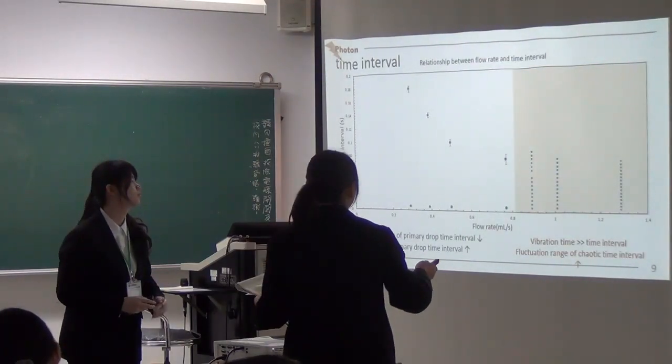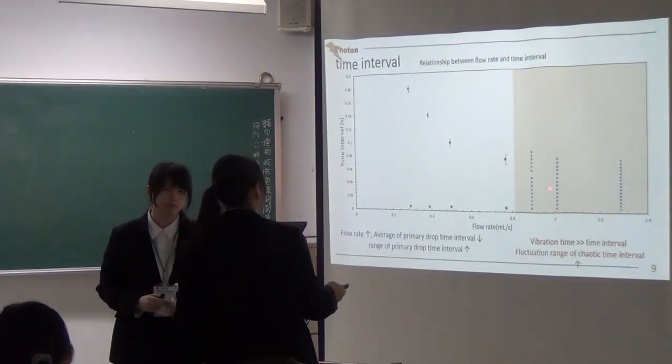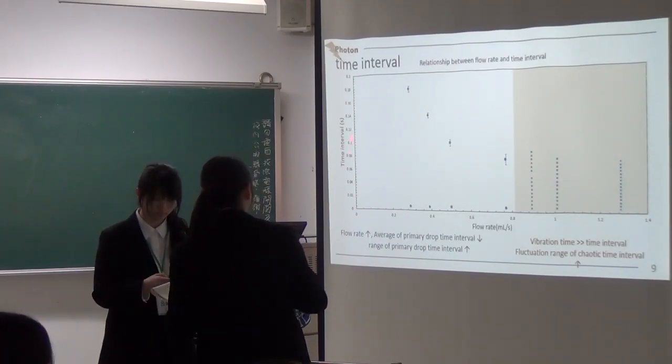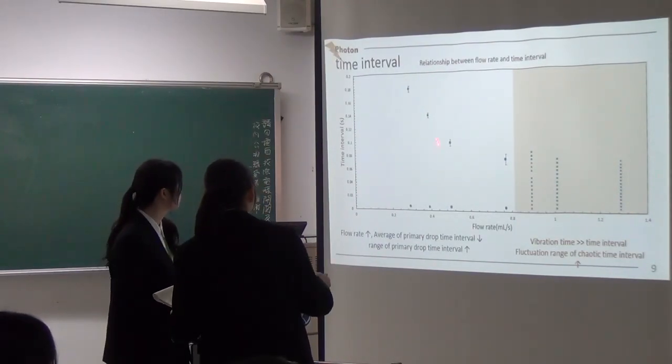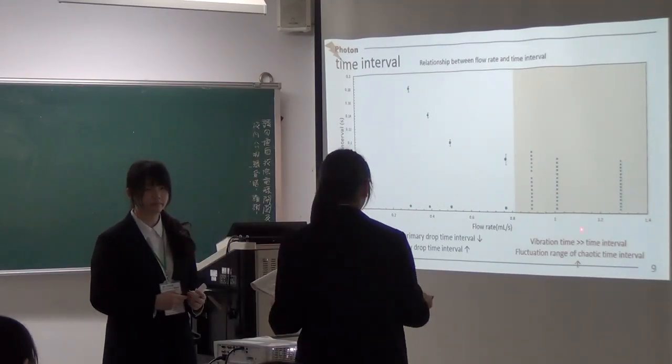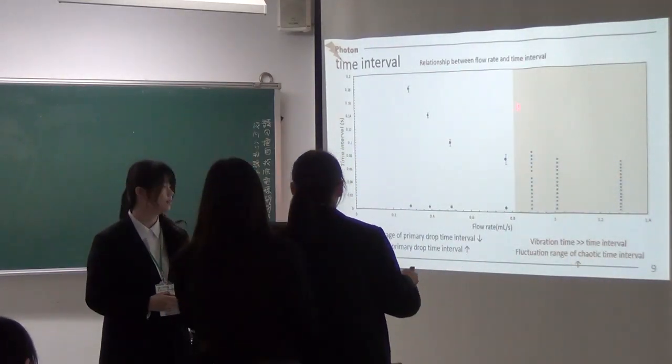Yeah, this one. So you can see here is a periodic stage, and this is the chaotic time interval.